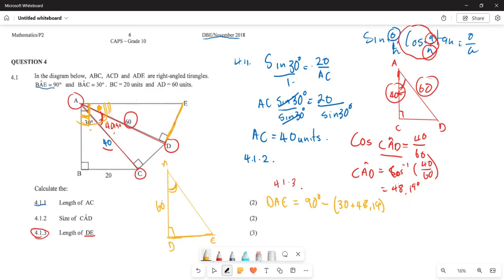So now your angle DAE that you are going to find in here is going to be given by, let's punch in our calculator. If we plug in our calculator, you're going to get 11,81 degrees, right? So this angle here is 11,81 degrees. Does this make sense, right? Now, this is 11,81 degrees.